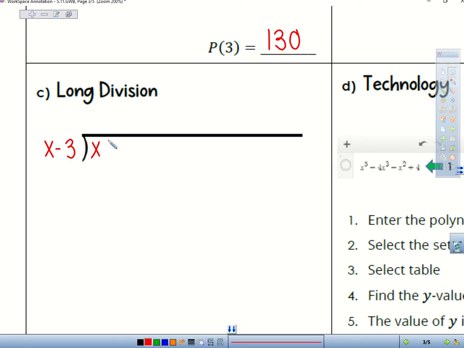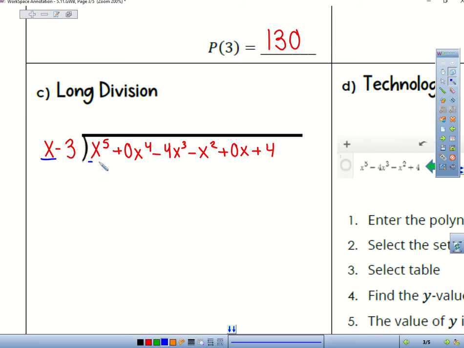Now we're going to put in our polynomial with the placeholders. I'm going to go through this a little bit quicker because the main idea for me here is just to show you how it comes out still to give us a remainder of 130, okay? So I know we've practiced synthetic or long division quite a bit.